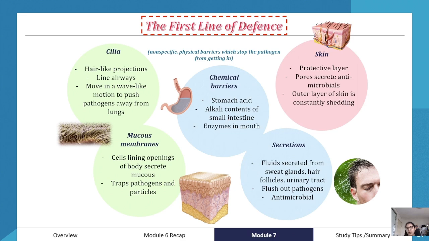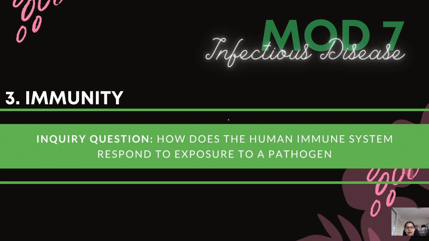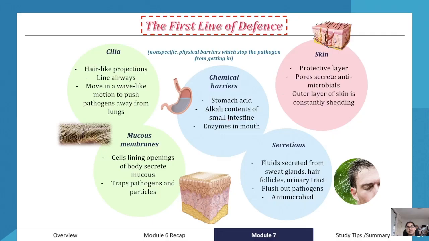Firstly, we are looking at our practice question: how does the human immune system respond to exposure to a pathogen? There are mechanisms in our body that are in place to respond to pathogens.